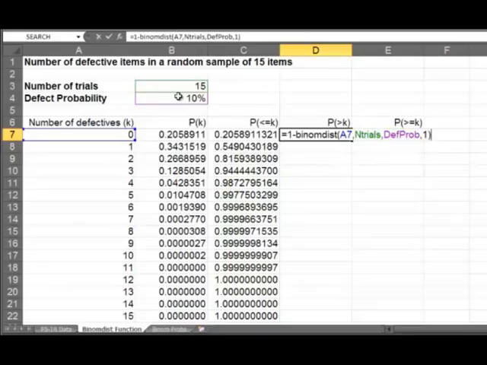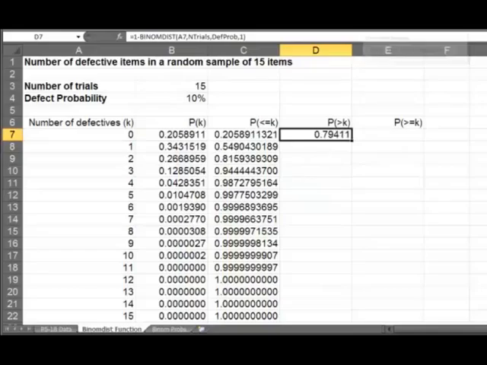Right? And I get 0.7941. And you can verify that that's right. One interesting note is, in the case of 0, I could actually have said 1 minus binomial dist of 0, comma, n, comma, p, comma, 0, because I really want everything else, 1, 2, 3, 4, up to 15.